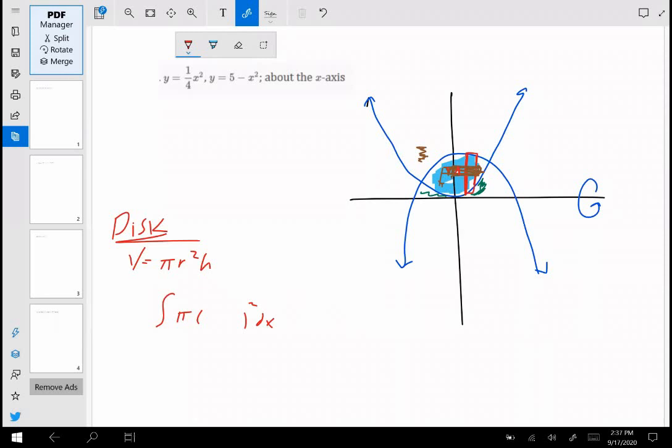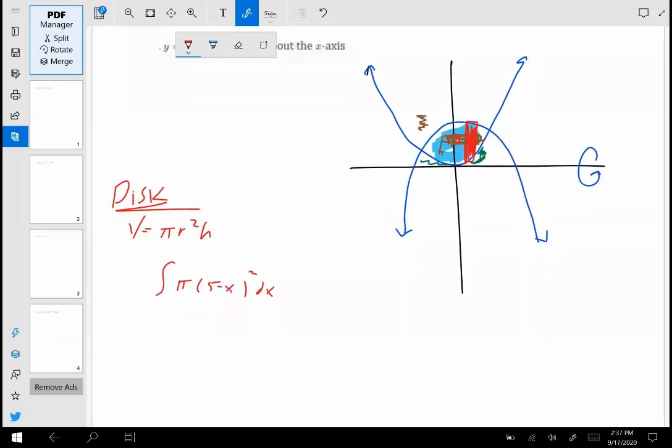Now, on this one, so that's my red rectangle in here. You have to start off with the top one, and then we'll subtract out the bottom, right? Okay. So that top function is the radius. If we just go from 0 up to the y-coordinate, okay, that would be the radius for the outer part of it. Remember, this is going to be one of those washers, the little hollow disc. Okay, and that is the 5 minus x squared.